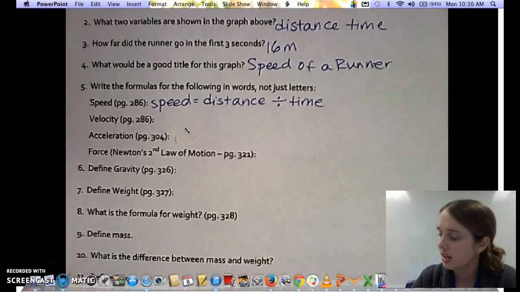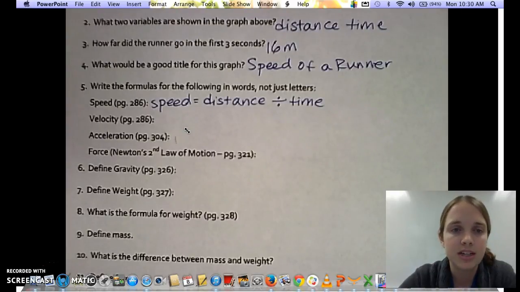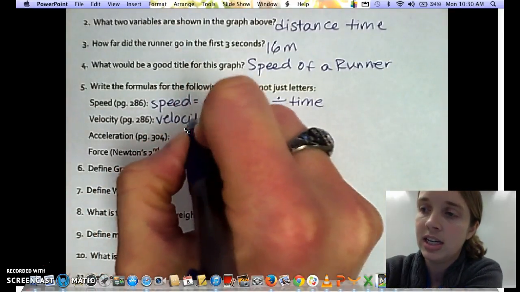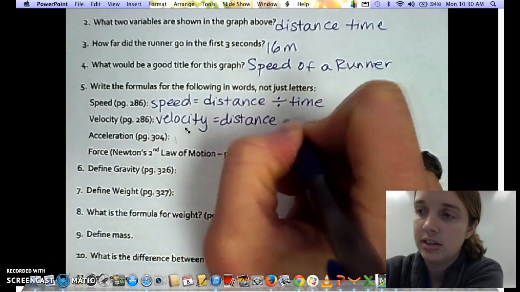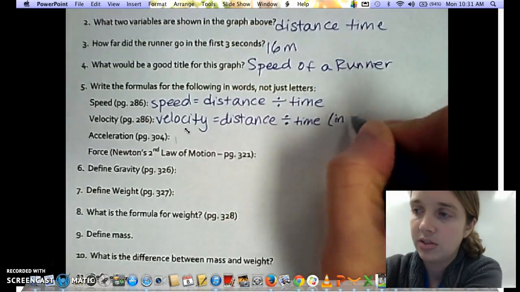What is velocity? And that is going to be the same exact definition as speed, or formula as speed. The only difference is, in this case, it's going to be speed in a specific direction. So we are going to write velocity equals distance divided by time in a specific direction.